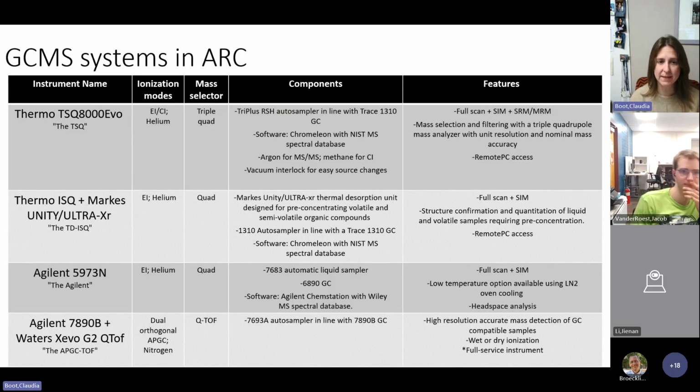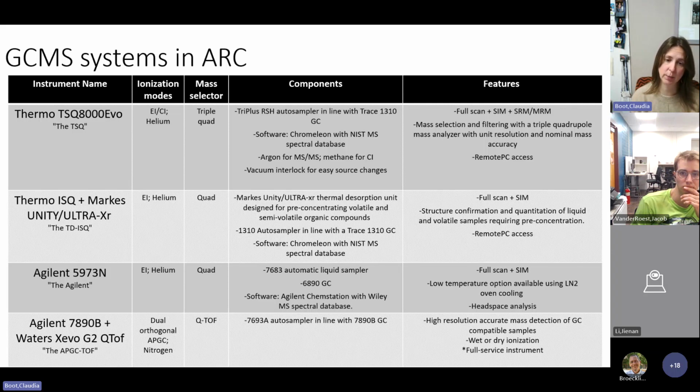So this is an overview of the 3 systems we have that are available for self-use. The TSQ, the thermal desorption ISQ, and the Agilent. These are all helium with EI, and then the TSQ also has CI available. We have a triple quad on the TSQ, that's the T in TSQ. So that's really great if you need to do quantitative studies on different things.